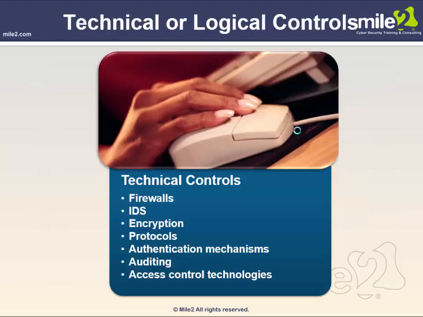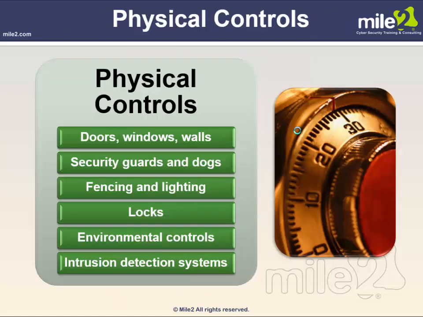All right, we have the technical and logical controls. Again, these would be like your firewalls, your IDSs, your intrusion detection systems, encryption, the protocols that are being used, the authentication mechanisms that we're using, if we're using Kerberos or something like that, auditing and how we're doing the auditing, and also access control technologies. Now, we'll get into all these in a lot more detail in the upcoming modules, but just so you know, it's all part of the technical and logical controls. And of course, the physical controls, right? Your doors, windows, walls, and so forth. How are they put together?